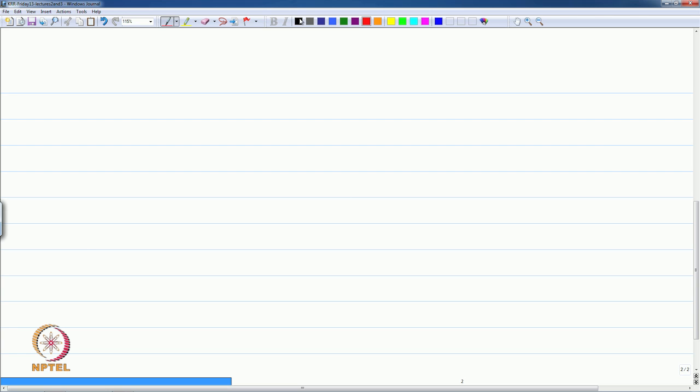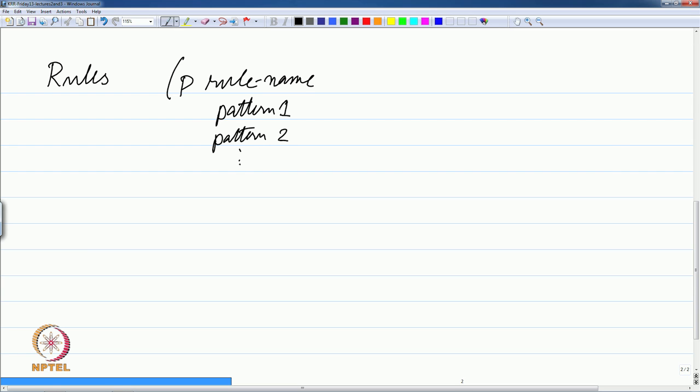So, rules are of this kind. We will use the notation from OPS5. So, rule name, and then pattern 1, pattern 2, some number of patterns, and followed by an arrow, followed by action 1, action 2.